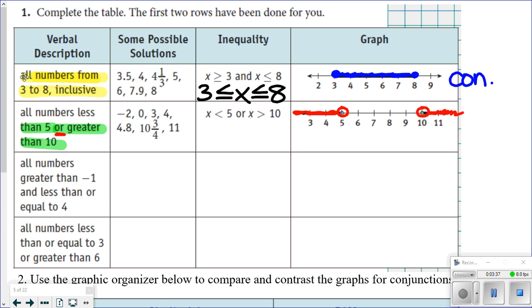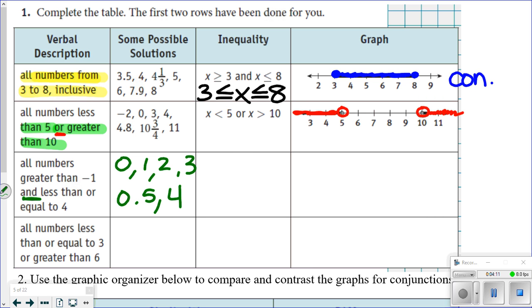The next one says all numbers greater than -1 and less than or equal to 4. So give me a number greater than -1 that's also less than or equal to 4. 0, 1, 2, 3, 0.5, etc. Yeah, we could also say 4.